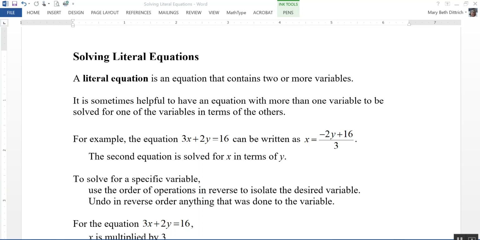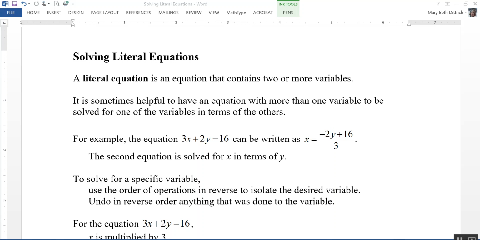For example, the equation 3x plus 2y equals 16 can be written as x equals negative 2y plus 16 all divided by 3. This second equation is solved for x in terms of y. So I can figure out what x is based on what y is.